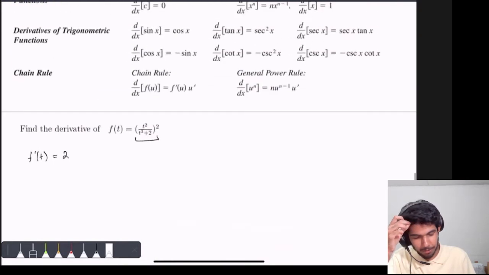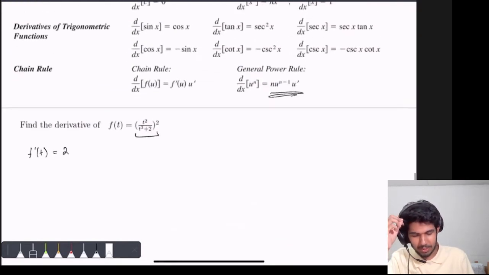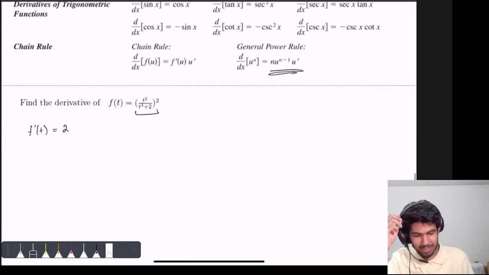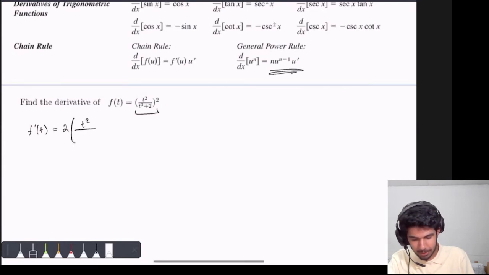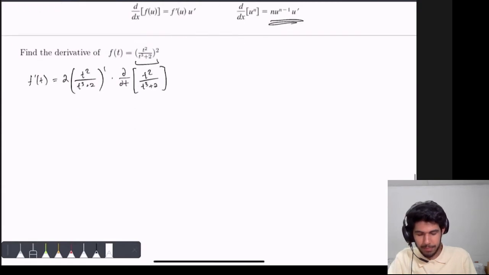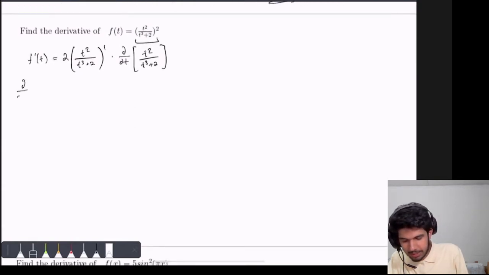And in fact, we're going to be following this thing up here. So in this case, n is 2. So we bring that down. u is the function of t in this case. So this inside part stays the same. And then the power n minus 1 would go to 1. And then we multiply this by the derivative with respect to t of t squared over t cubed plus 2. Right? So now we have to figure out, well, what is this derivative? d/dt of t squared over t cubed plus 2.